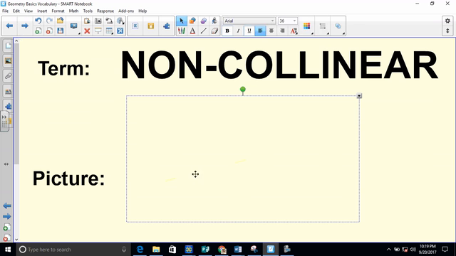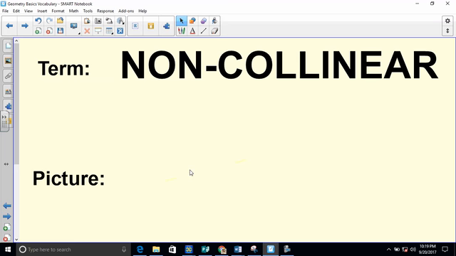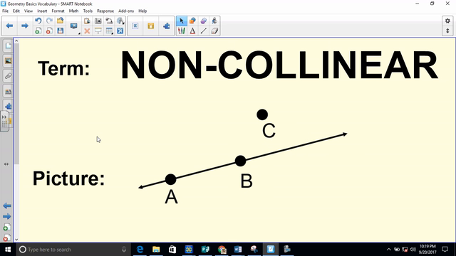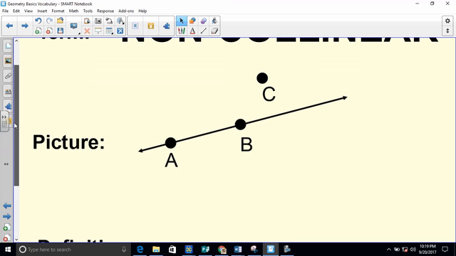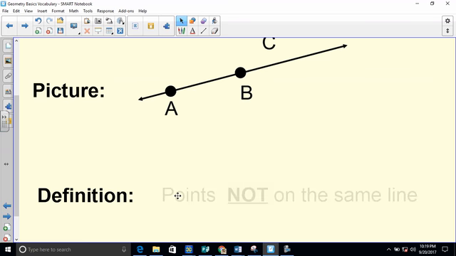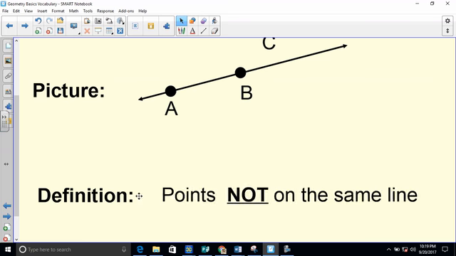So non-collinear would be points that are not all on the same line. So you can see A and B are on the same line, but C is not. So all 3 of these points are considered non-collinear. And so the definition of that is just points not on the same line.